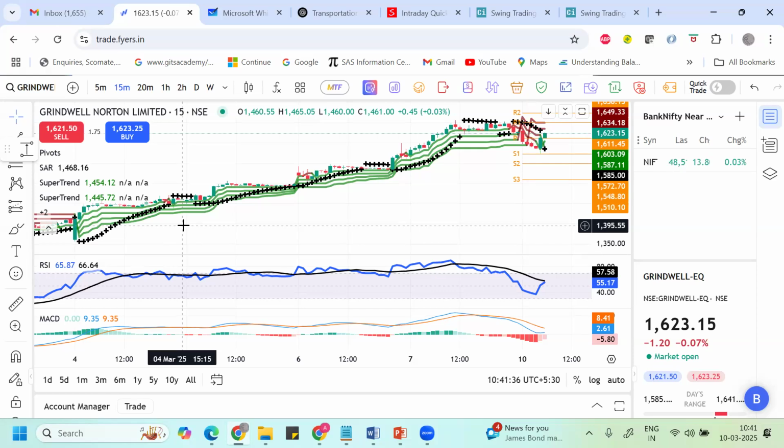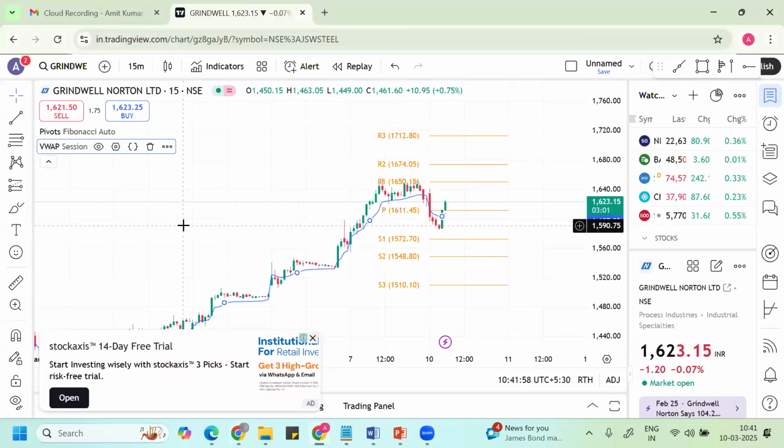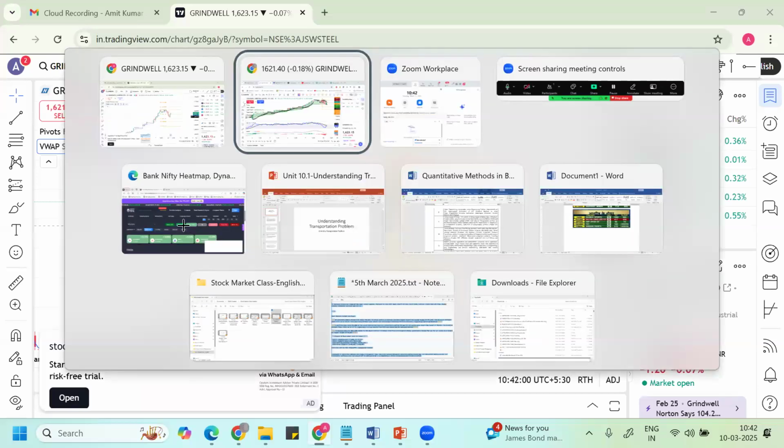Better, I never prefer to buy at the current level, because sometimes we can be wrong also. It is trading around 1623, 1624 or 1625. So what you can do is select 1627 or 1630. A better entry would be after 1634. And the target for you would be around 1650.